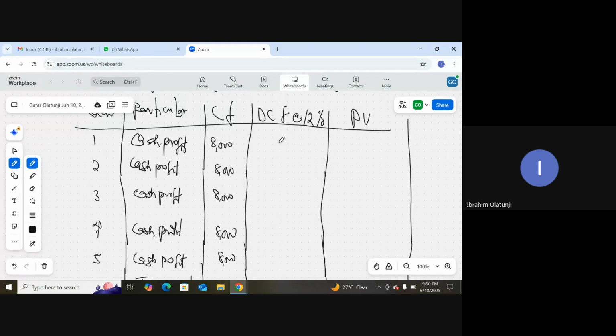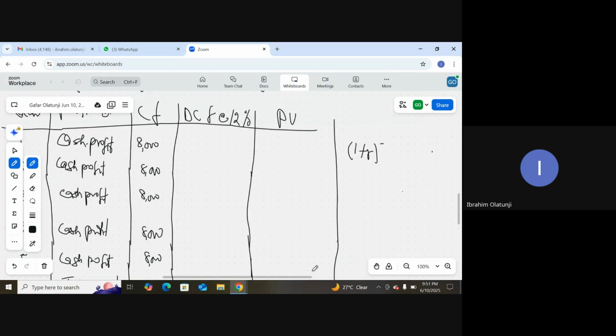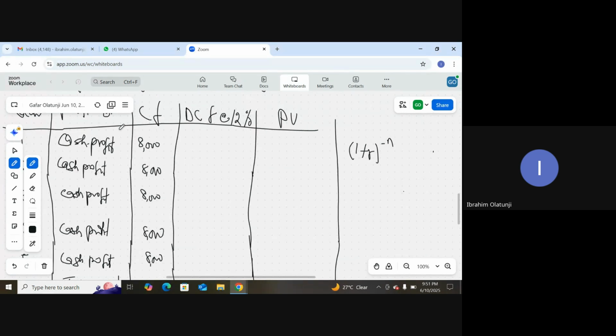So then year 1, you can compute it, and I believe you still remember the formula: (1 plus R) raised to power minus N. That's how you get your discount factor for a single year. So 1 plus R, where R is 12%, which is 0.12, close the bracket and raise to power minus 1 because you want year 1. If you want year 2, you turn it to 2, year 3, turn it to 3, up to year 5.